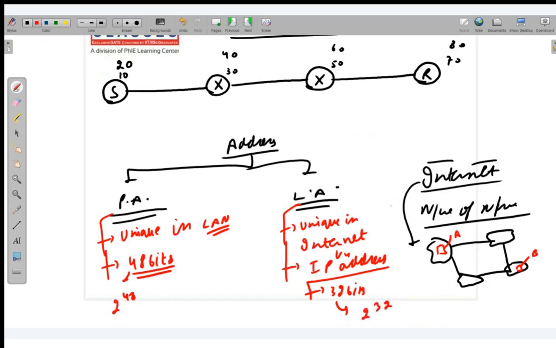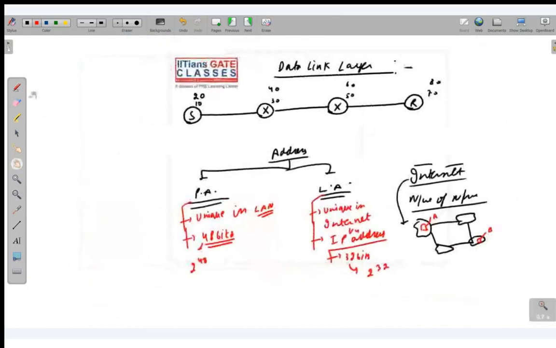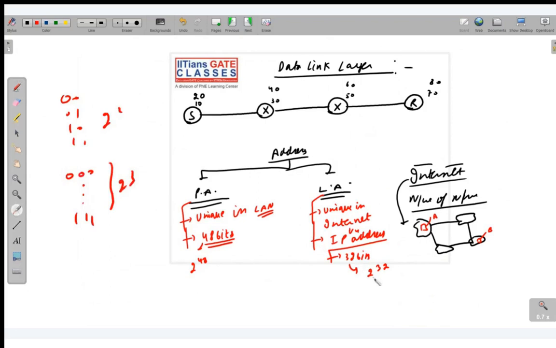See, it is very simple. If you have 2 bits, how many addresses can you generate? 00, 01, 10, 11, 2 power 2 only. If you have 3 bits, 000 to 111, that means 2 power 3. So if you have 32 bits, 2 power 32. If you have 48, 2 power 48. So you would say, sir, physical address should be unique in the entire internet because it has a much wider range. But no, it is not the case.